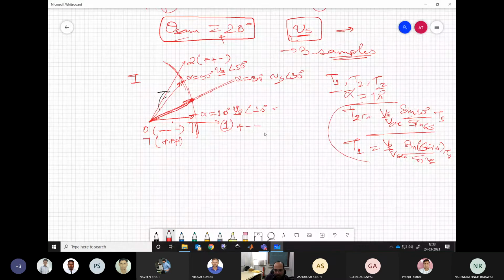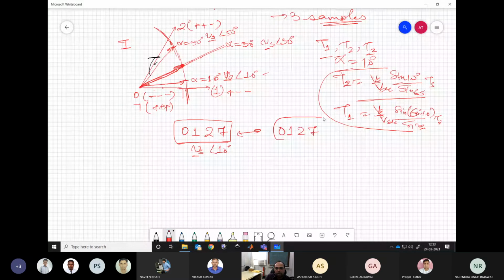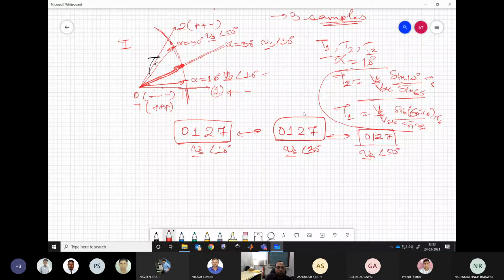Now how to apply the vectors? Let us say, can we have 0, 1, 2, 7 applied for all 3? Let us say we do that, so we have applied this sequence for Vs angle 10 degree. Now again we apply 0, 1, 2, 7 for the next instant, Vs angle 30 degree. And then again we apply 0, 1, 2, 7 for the next instant, Vs angle 50 degree. So that is how these samples we have realized.